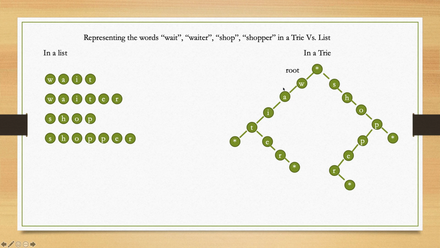And so we can see that waiter is a word because we can take W-A-I-T-E-R and we see that there's a star there. But imagine we wanted to find the word maybe waiting. So we start with this W, we go down to A in waiting, the I, and the T. The fifth letter in waiting is an I, and we see that this T doesn't have an I as a child, and so we know that waiting is not a word in our trie.